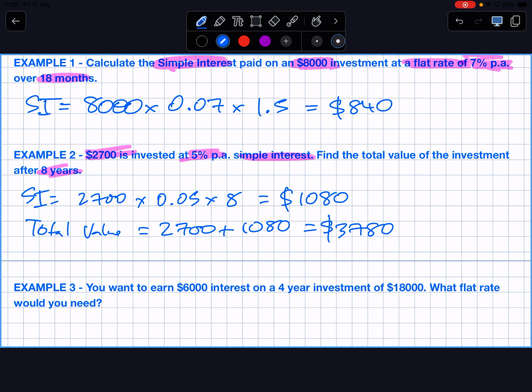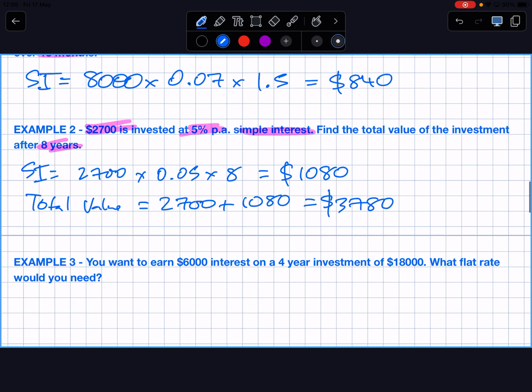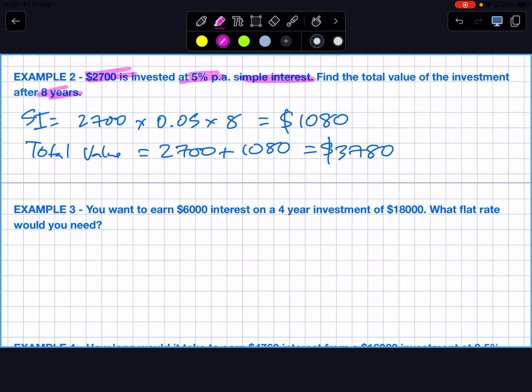If you do have that, you've got example 3 there. Let's do example 3. Well, you want to earn 6,000 interest. So it's not asking for the interest this time. You're told the interest. You're told how long you're investing for, and you're told how much you're investing. It's asking you what flat rate.